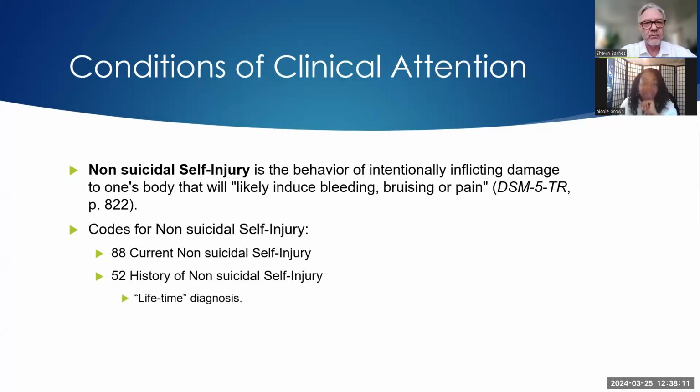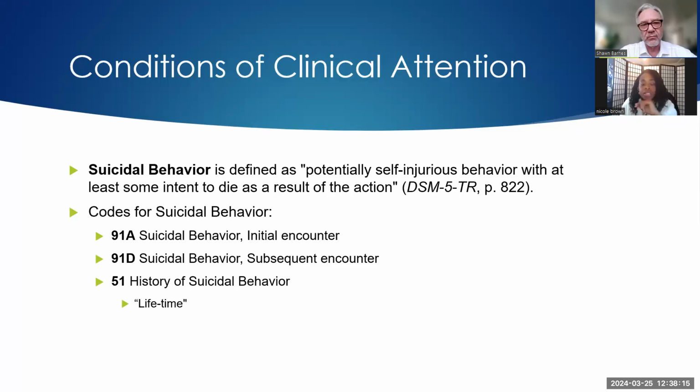Okay, so then you have the non-suicidal self-injurious behaviors. Let me go back here. Suicidal behaviors, you have a plan. You're going to shoot yourself. You're going to hang yourself. You're going to step out in front of a car. This is what this looks at. And then the 91A talks about what they present for right now when they're in the clinic with you today. The 91D talks about the behaviors that have occurred in the past. The 51 talks about the whole entire history of the client over their lifetime.